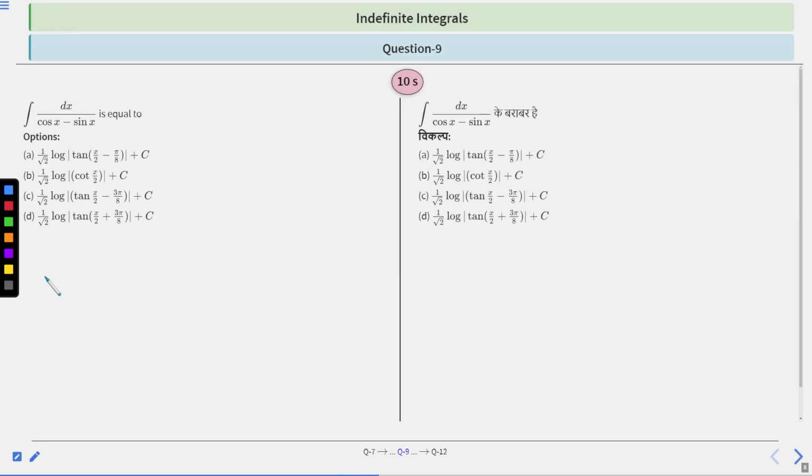Question number 9, which says integration of dx upon cos x minus sin x is equal to c. And again, the hint of this question is, we can try to break this cos x minus sin x in terms of cos of x minus pi by 4, cos of pi by 4 minus x like this, by dividing and multiplying by root 2 and 1 by root 2. Clear?